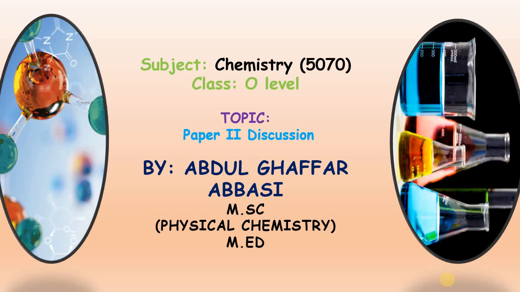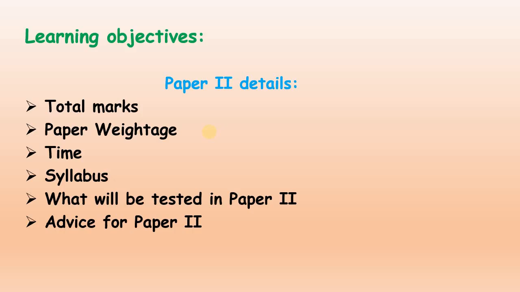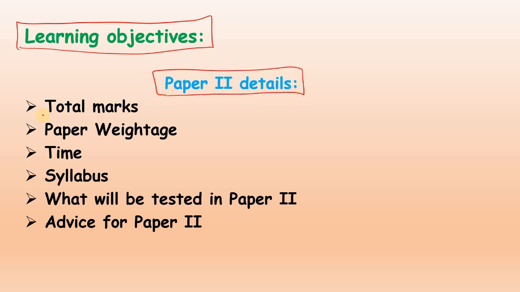Today we will discuss paper 2 of chemistry. So today we will have a detailed discussion related to paper 2. Bismillahirrahmanirrahim. Now these are the learning objectives of the book. We will discuss paper 2 in detail, right? Number 1, total marks of the paper. What is the paper weightage? Time, syllabus. What is the syllabus? What are the main topics of paper 2? And what will be tested in paper 2? And the advice for paper 2, right? So these are the learning objectives of today's topic.